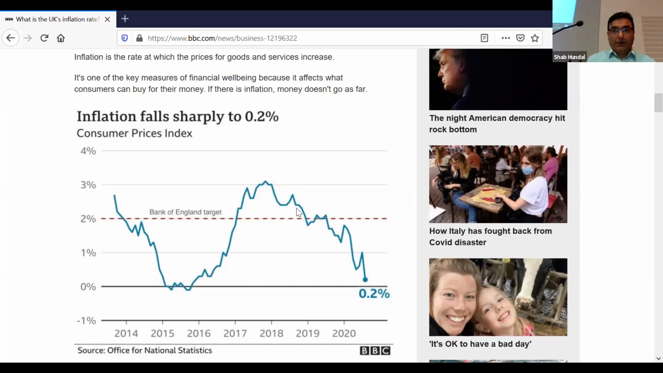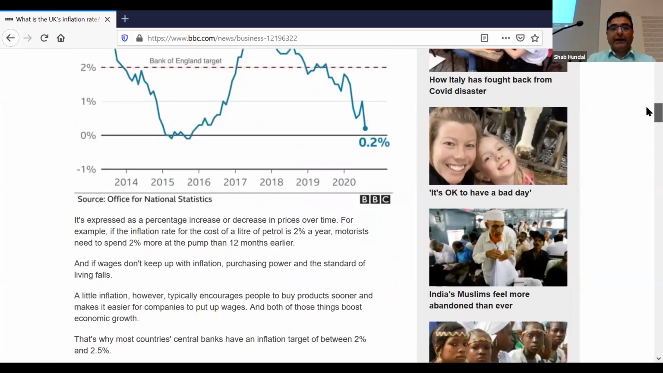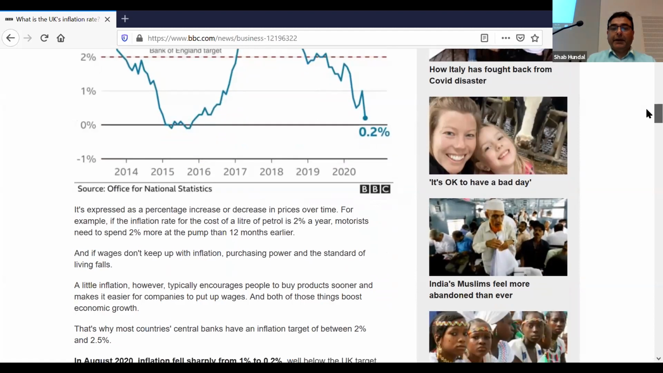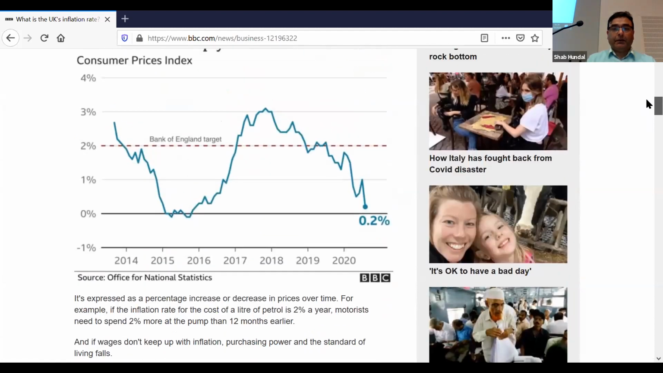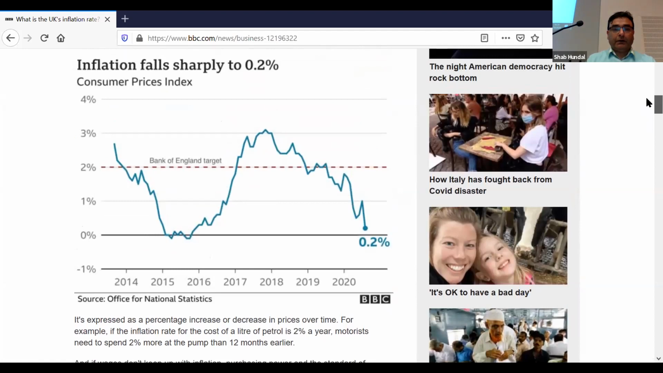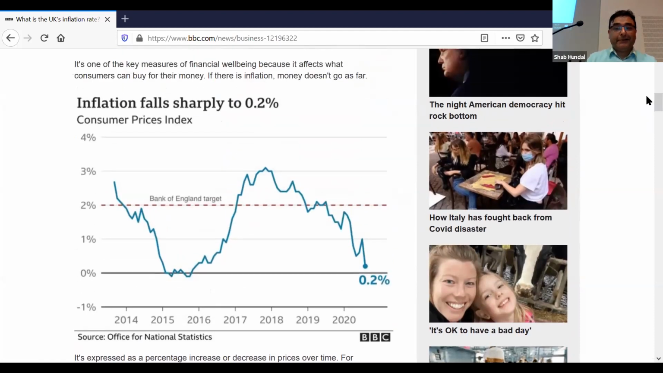Yeah. So this is a good example that when you have a drop in the inflation, then it's a good thing, but it may not be a good thing forever. The sustainability of this good thing may not last for a long time. So that's what I want to suggest.